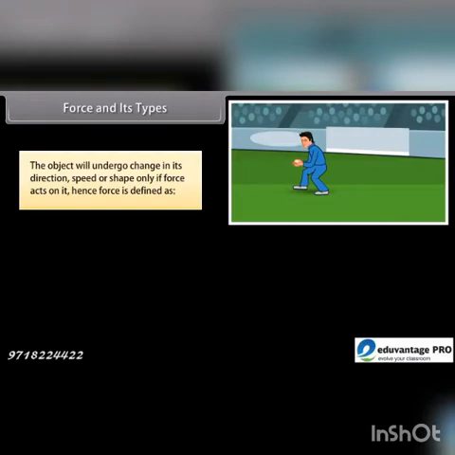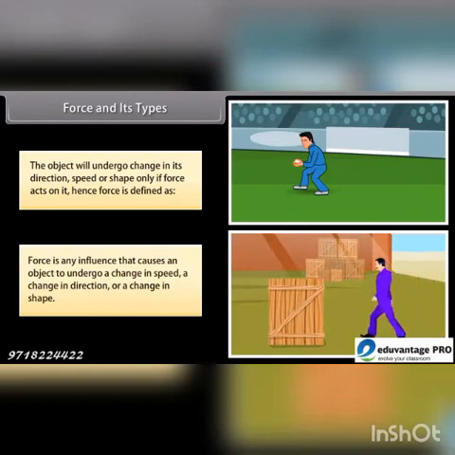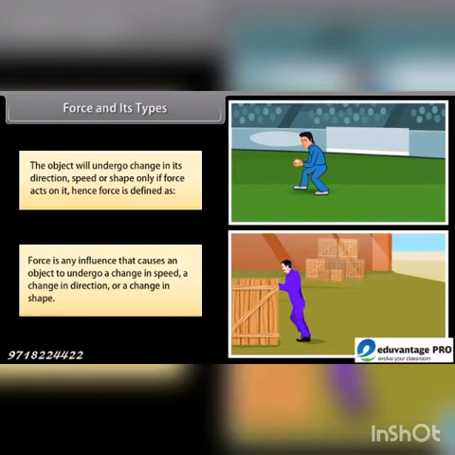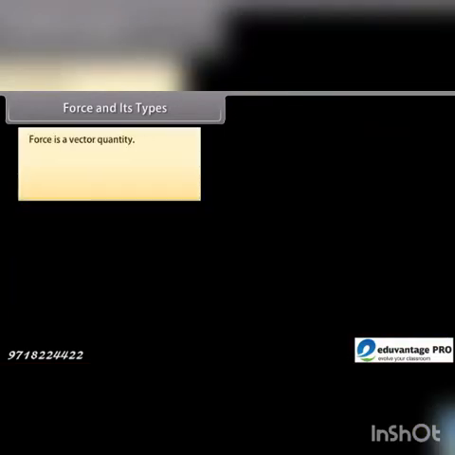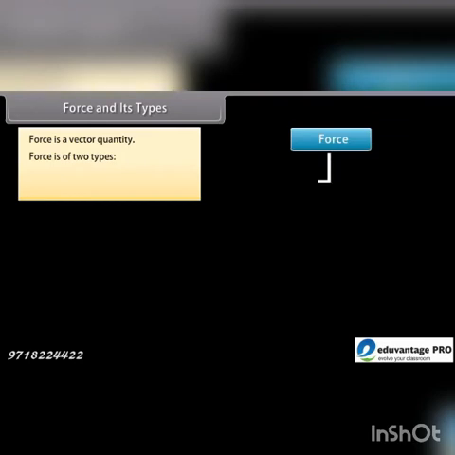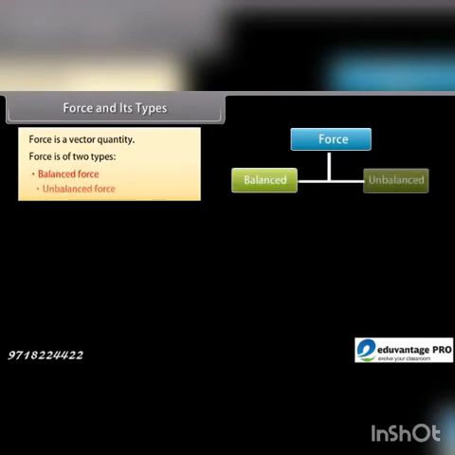The object will undergo change in its direction, speed, or shape only if force acts on it. Hence, force is defined as any influence that causes an object to undergo a change in speed, a change in direction, or a change in shape. Force is a vector quantity. Force is of two types: balanced and unbalanced.